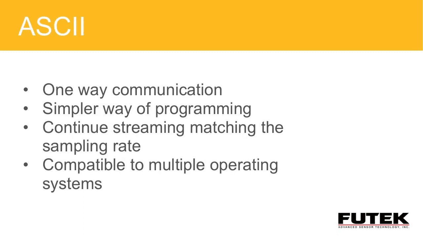All of our USB devices also have an ASCII streaming output. The use of the ASCII streaming output is a one-way communication. The streaming output is set to match the sampling rate of the ADC that's on board the hardware. This is useful for applications when only an output is needed. It can be used on several platforms, including the Windows operating system, the Mac OS X operating system, and Linux.